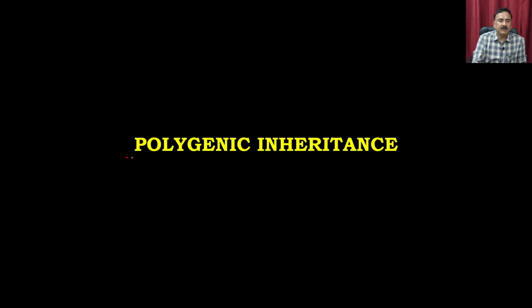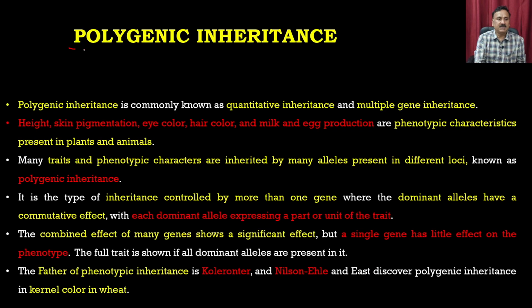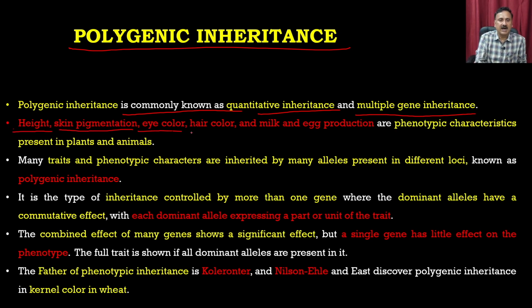Then we also have multiple gene inheritance. So far we have discussed a single gene and two genes. Now imagine a situation where you have multiple genes, more than two genes. How does the inheritance of more than two genes work? Polygenic inheritance is commonly known as quantitative inheritance, where you monitor multiple parameters, for example height, skin pigmentation, eye color, hair color, and milk and egg production, which are phenotypic characters present in plants and animals.